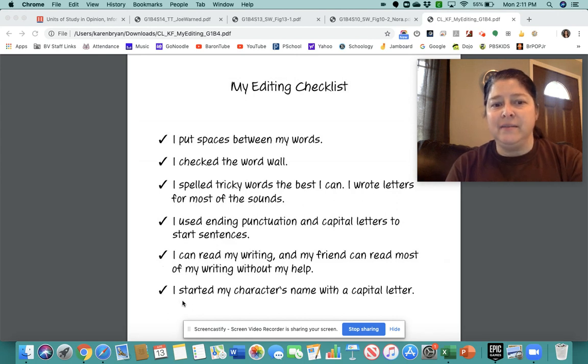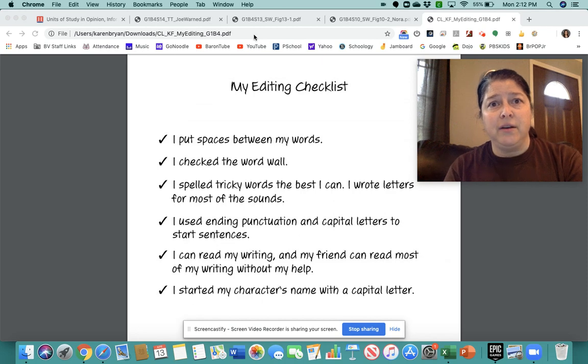And then this is one that we've talked about a little bit, but since we are writing realistic fiction and we have characters: I started my character's name with a capital letter. Okay, and that would include any pets, any animals in the story that have a name. So you wouldn't capitalize the word dog, but if the dog's name was Ruff, Ruff would have to be capitalized.